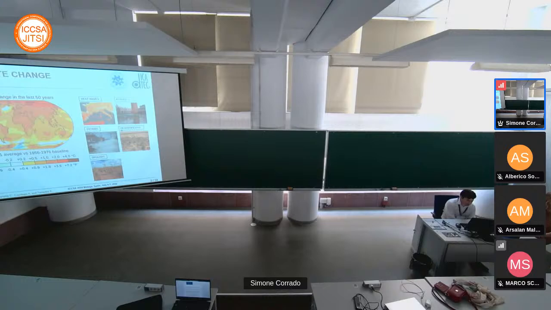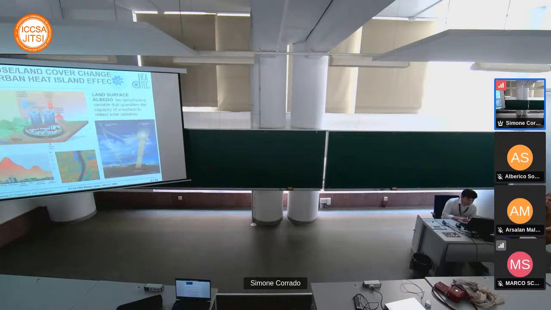As we know, today we are facing the issue of climate change, which is causing an increase of the Earth's surface temperature and a greater frequency of events such as heat waves, floods, storms, but also other environmental issues as desertification and drought. The urbanization process and consequently the land use land cover change modify the land surface energy balance. And so even the albedo, which is a biogeophysical variable that quantifies the capacity of a surface to reflect solar radiation, is modified.